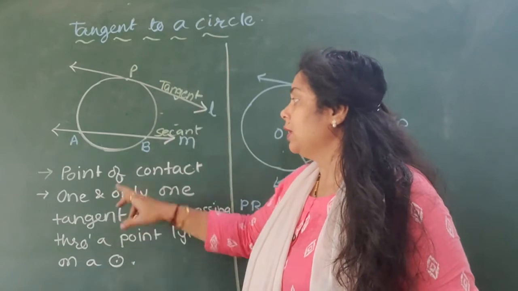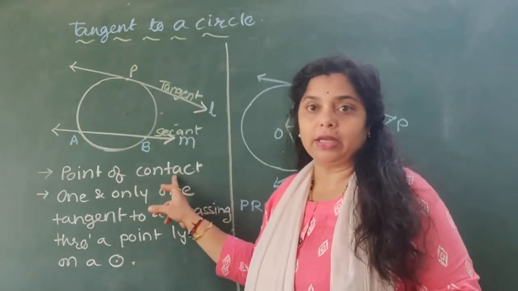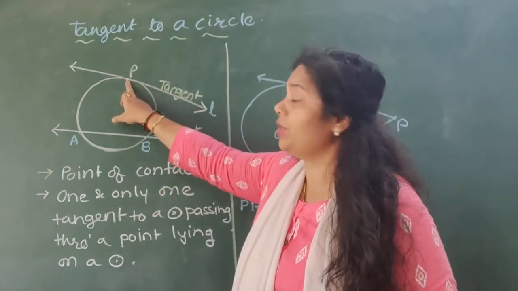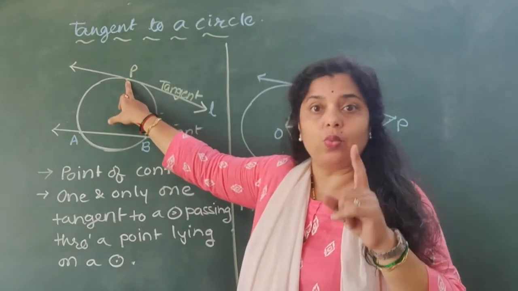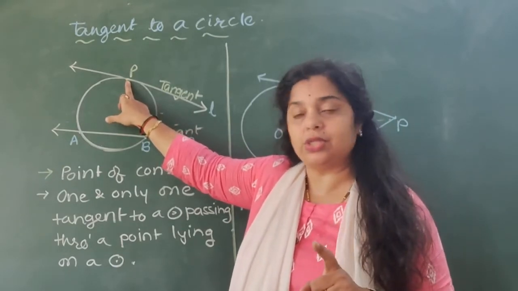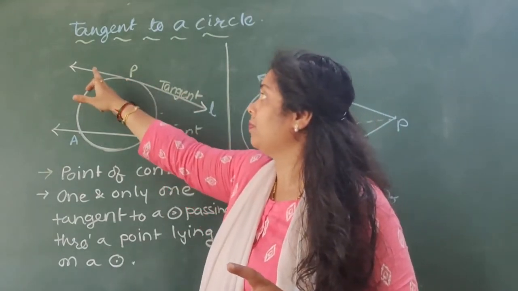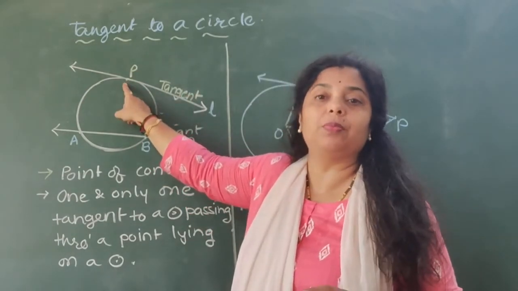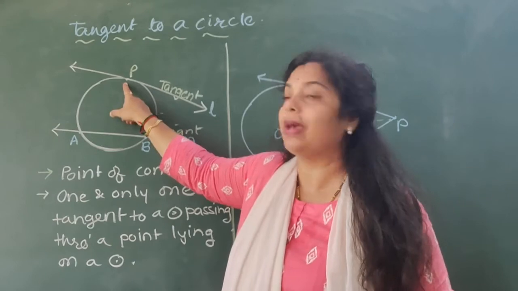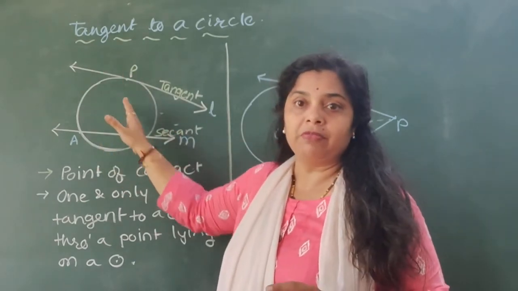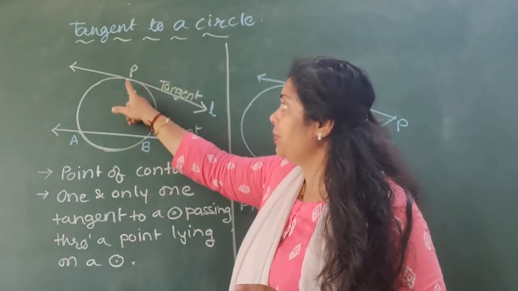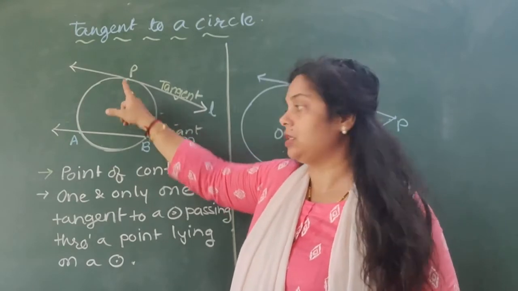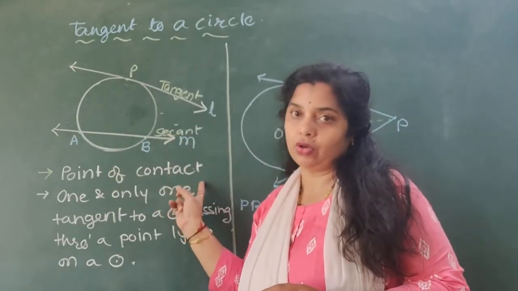Now, what is the point of contact? The one and only one point through which the tangent line is passing is called the point of contact. So as per this figure, we can say that capital P is the point of contact.